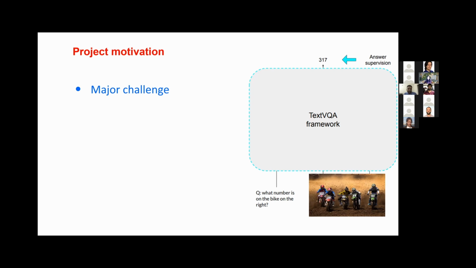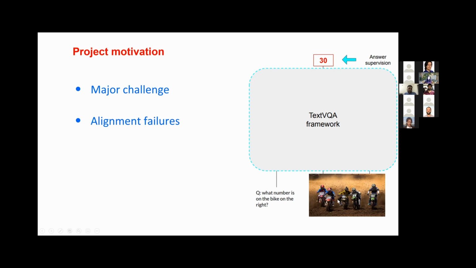And we found many errors made by previous methods are related to alignment failures. They fail to align information that is usually related to each other. For example, in this case, the state-of-the-art methods usually generate the answer 30, which is actually the OCR region that appeared on the bike in the middle instead of the right one.